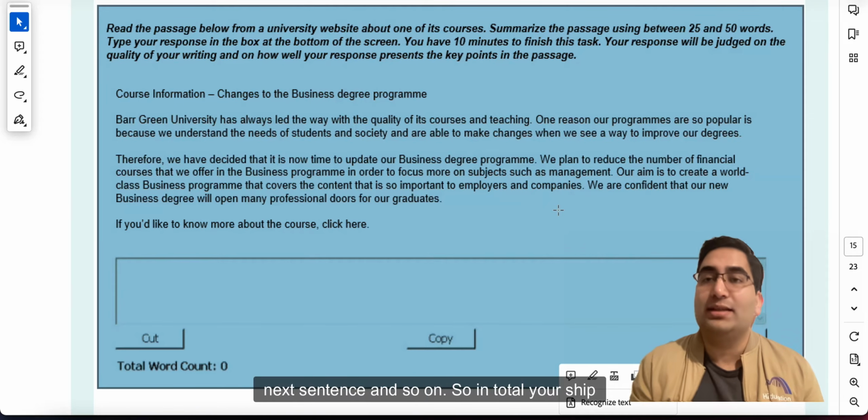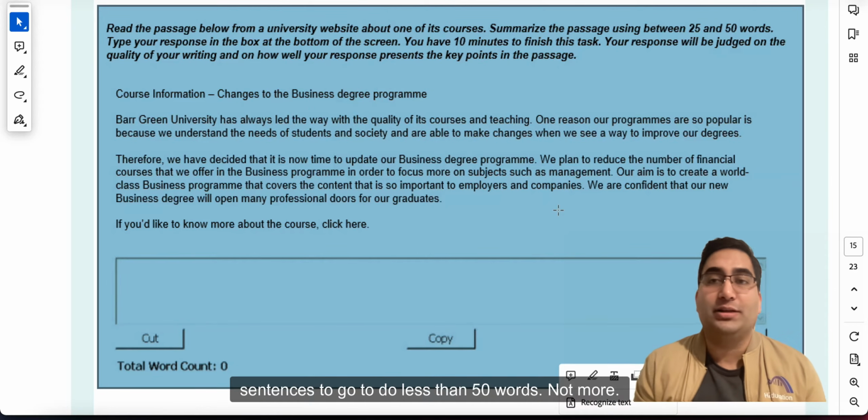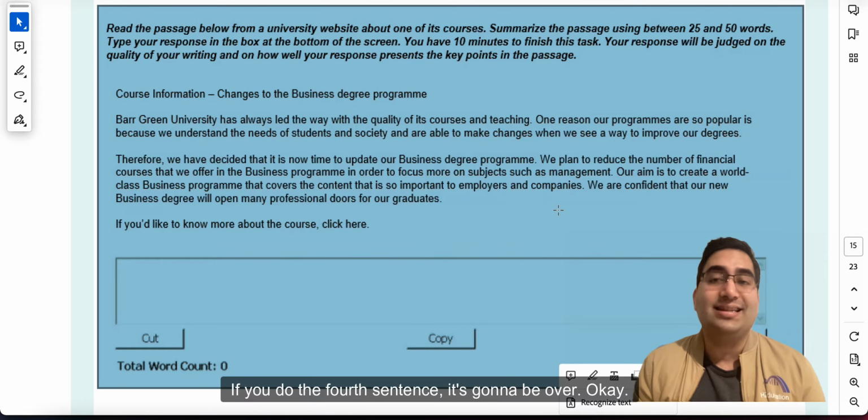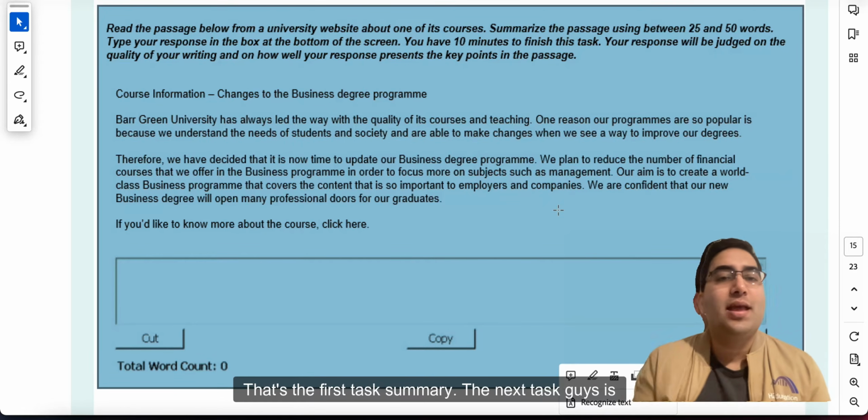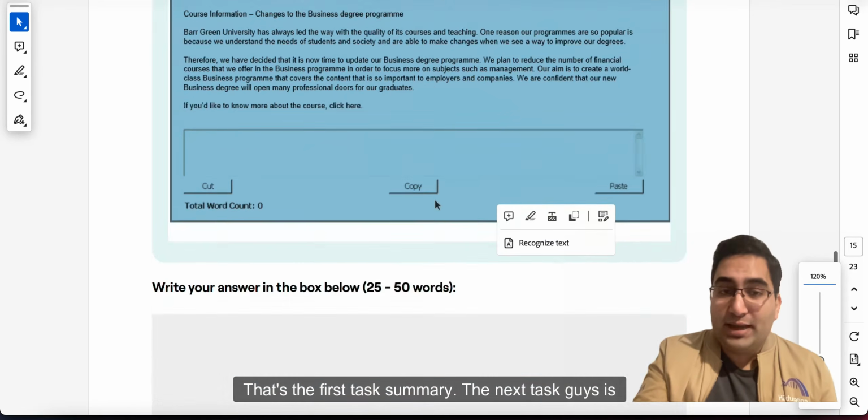Then you go with the next sentence and so on. So in total, you should be able to do only 2 to 3 sentences to do less than 50 words, not more. If you do the 4th sentence, it's going to be over. Okay, that's the first task, summary.